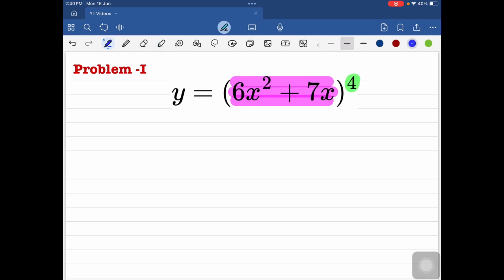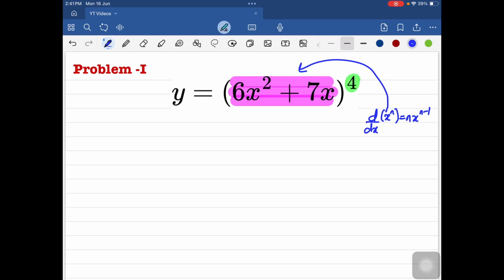So what is the standard form I have in the derivative formula for that? I have d/dx of x to the power n. This is the standard form I can compare this problem with. The formula is n x to the power n minus 1. But this is not x there. In place of x, what is there? 6x squared plus 7x. So this becomes a problem of chain rule.